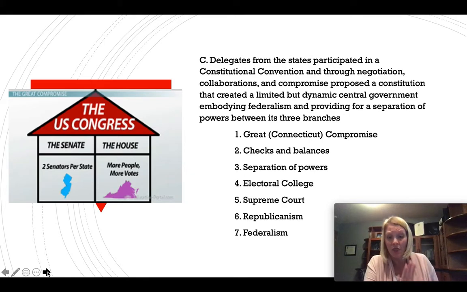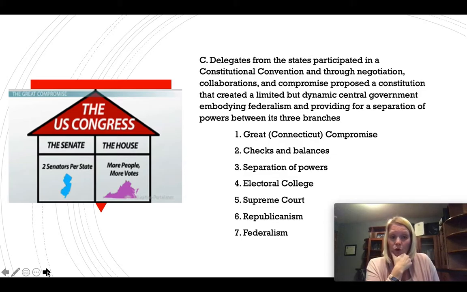Okay, that was a lot to kind of unpack there. I hope if you have some questions, you're thinking about them, you're writing them down. Make sure you understand that the Great Compromise was to kind of connect. If you look at that little graphic right there, the Senate would have 2 senators per state. In a state like New Jersey, great.